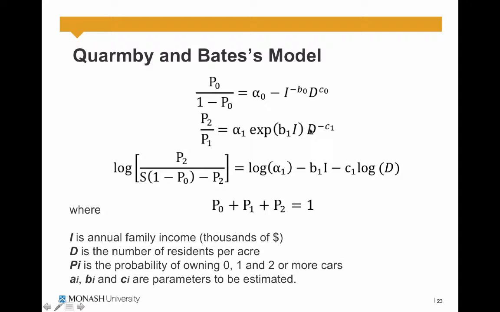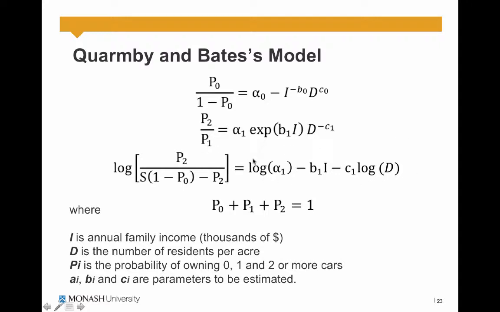The entire term is multiplied by the population density to the power of a parameter. If you take the logarithm of each side of this equation, you can simplify it a little bit. Taking the logarithm of the left side gives us the logarithm of p2 over p1. I'll talk about where this term comes from later, but it is s, which is a constant, multiplied by 1 minus the probability of 0 car minus the probability of 2 car, which is equal to p1. I'll talk about this in the next slide.